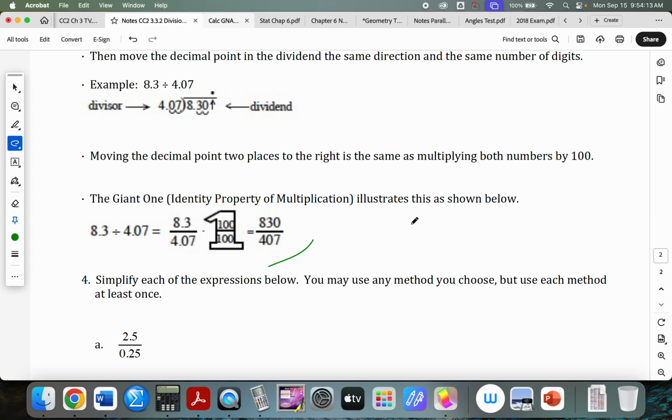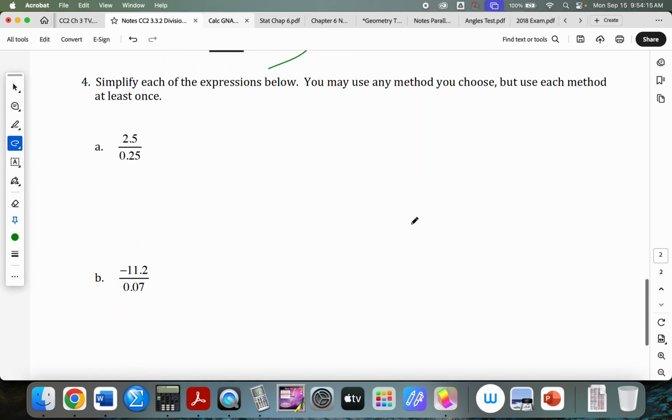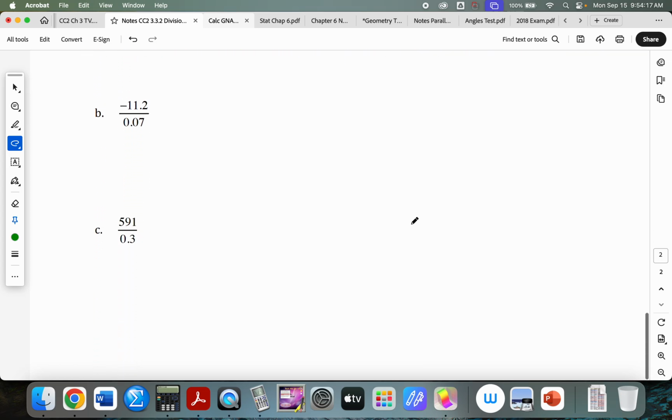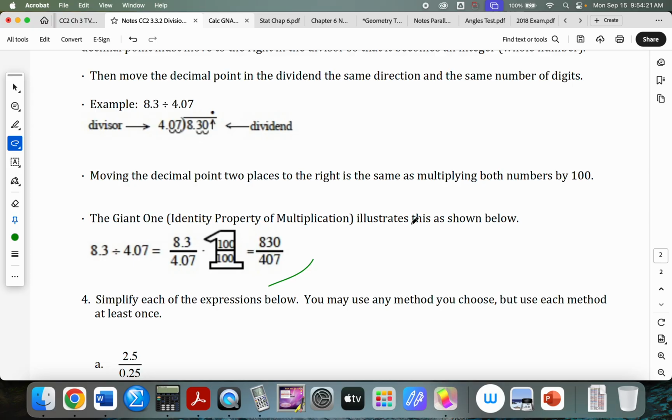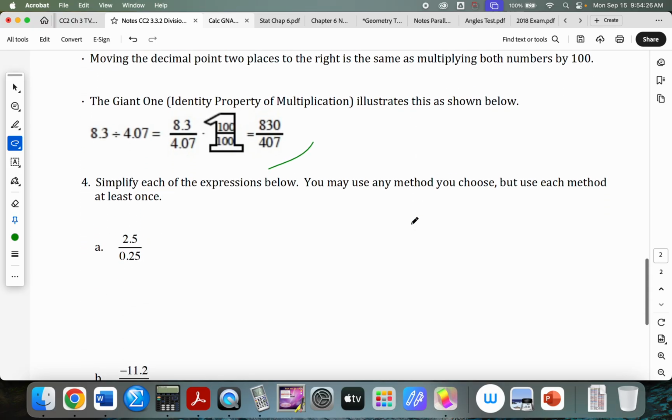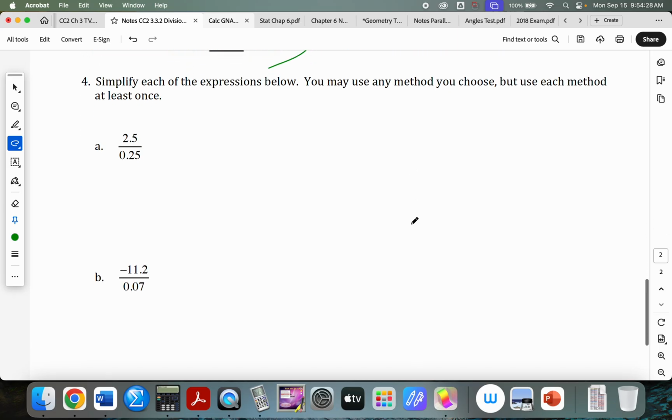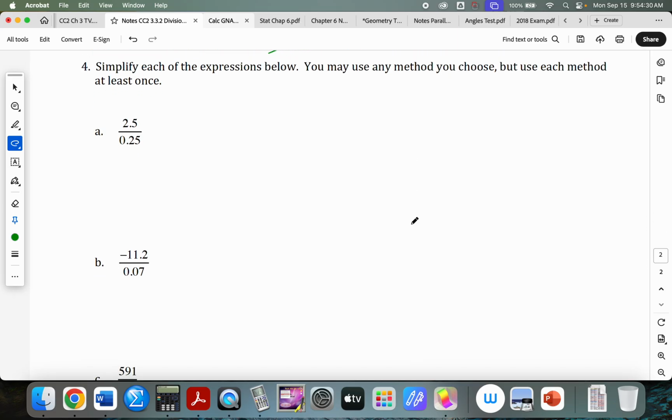All right, so I want you to do these 3 problems. You can either do it by the standard method, or you can multiply by a giant 1, but I want to see you do each one of those at least once. Okay? So you can't do them all by the same method. And I'll give you a couple of minutes to do that.